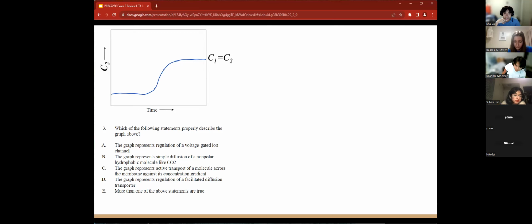All right, Nikolai said E, and I agree. So why? Well, let's look at the graph. First thing we can see is that it looks like whatever's being transported is not able to transport in the first half of the graph. What can we cross out? We can cross out simple diffusion. You cannot control what diffuses across a membrane. It will just happen. In simple diffusion, things will just move across the membrane. So that's why we can eliminate choice B.